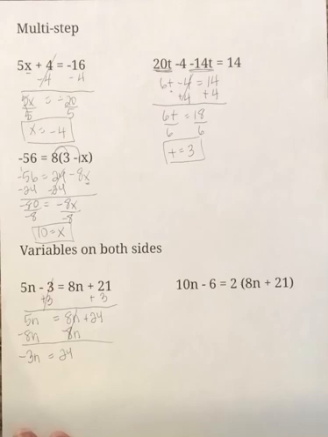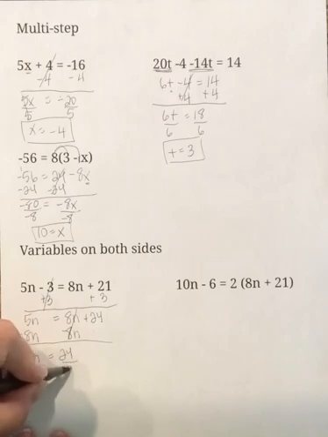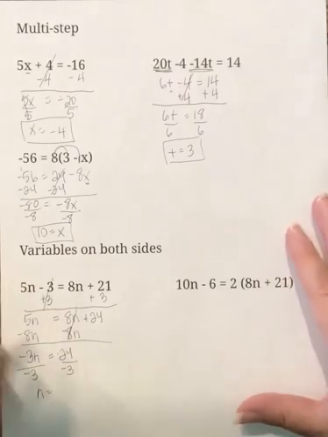And then my last step is to clear the coefficient with division. So I'm dividing by -3. Remember, I'm not losing track of that sign. And then I get n equals +24 divided by -3 is -8.